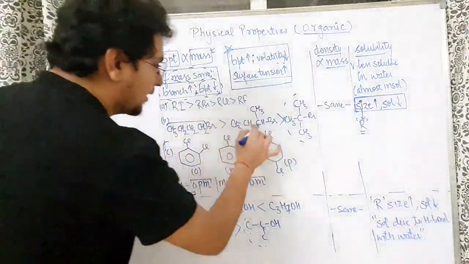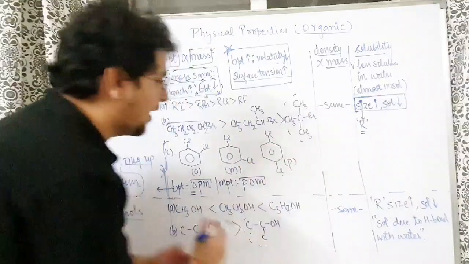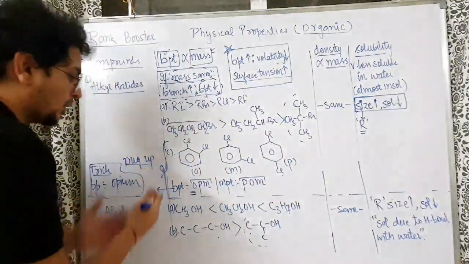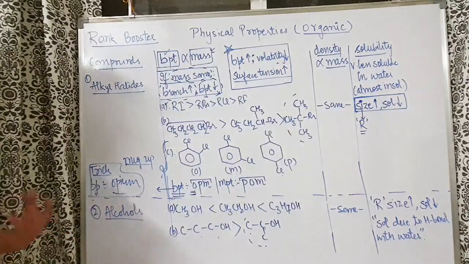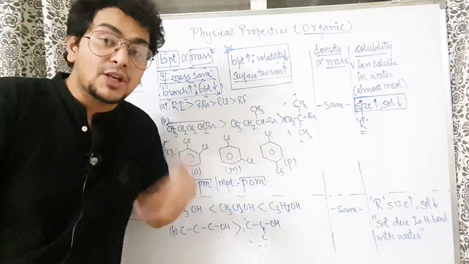So dichloro: ortho, meta, para. What is the order over the benzene ring? The answer is very simple. Sir, BP, OPM. BP, boiling point, OPM, because OPM increases the BP, blood pressure.